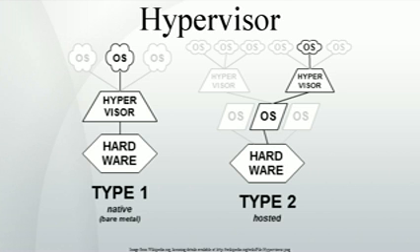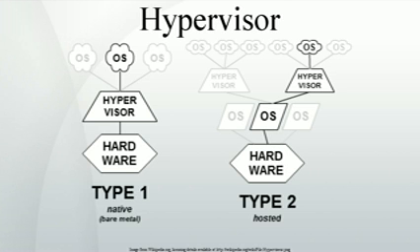Classification. In their 1974 article Formal Requirements for Virtualizable Third-Generation Architectures, Gerald J. Popek and Robert P. Goldberg classified two types of hypervisor. Type 1, or native, bare-metal hypervisors run directly on the host's hardware to control the hardware and to manage guest operating systems. A guest operating system thus runs on another level above the hypervisor.